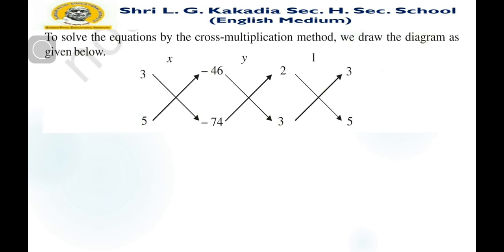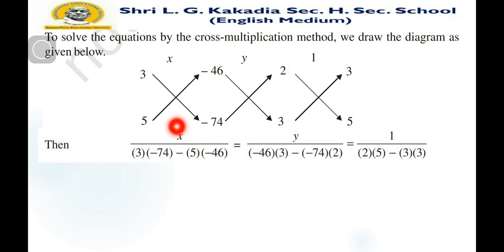To solve the equations by the cross multiplication method, we draw the diagram as given. First b1 b2, that is 3 and 5, c1 c2, minus 46 and minus 74, a1 a2, 2 and 3, and at last b1 b2. So we first draw this diagram as given here. Now the solution, as we know, x upon 3 into minus 74 minus 5 into minus 46. By this way we can find it.